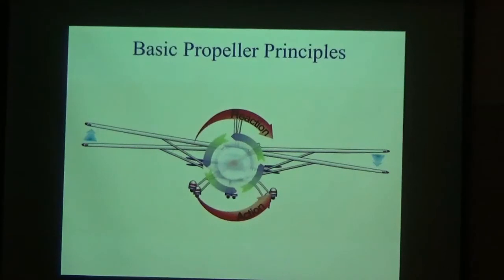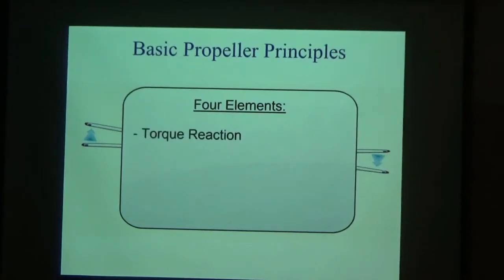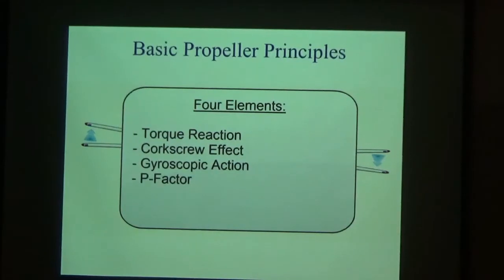To the pilot, torque, or the left turning tendency of the airplane, is made up of 4 elements which cause or produce a twisting or rotating motion around at least one of the airplane's 3 axes. These 4 elements are torque reaction from engine and propeller, corkscrewing effect of the slipstream, gyroscopic action of the propeller, and asymmetrical loading of the propeller, or P-factor.